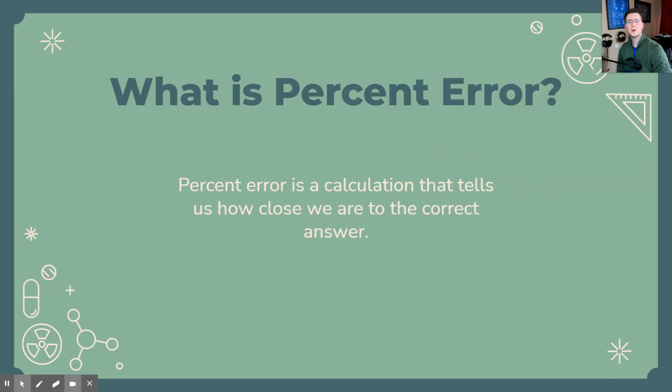First off, what is percent error? Percent error is a calculation that tells us how close we are to the correct answer. The bigger our percent error, it means the more inaccurate we were. Or another way to think about it is if we have a really small percent error, that means we were really close to the correct answer. Okay, in general, error is a negative thing, which means you want it to be small.